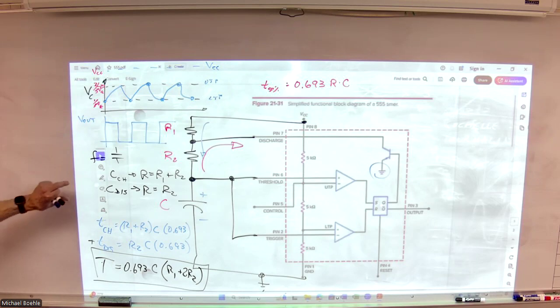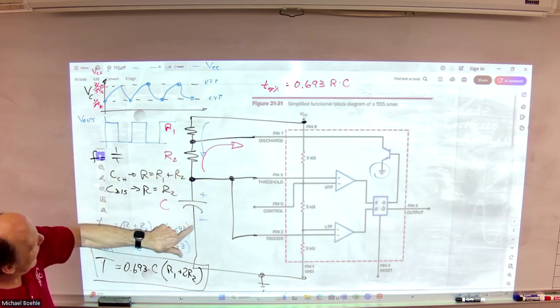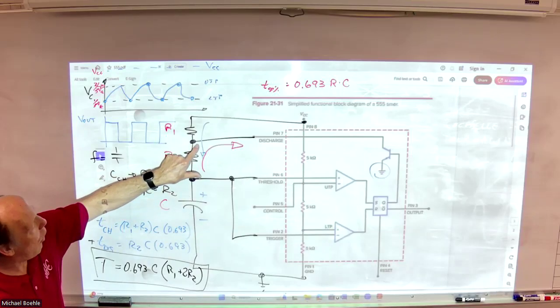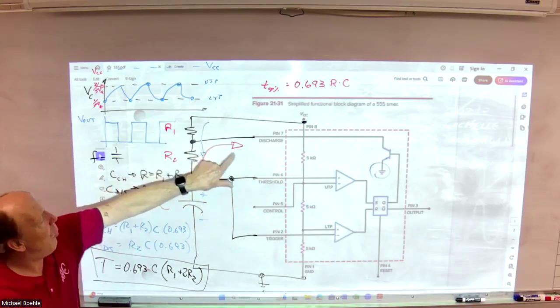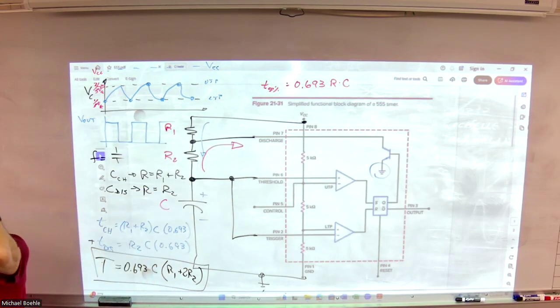Now, if you wanted this output to be a perfect 50% duty cycle, where the charge time and the discharge time are the same, mathematically, R1 would have to be 0. Is that a good idea? At the same time that I am discharging the capacitor through R2, I'm essentially taking this point to ground. You do not want R1 to be 0. So you're not going to be able to get a 50% duty cycle at all.